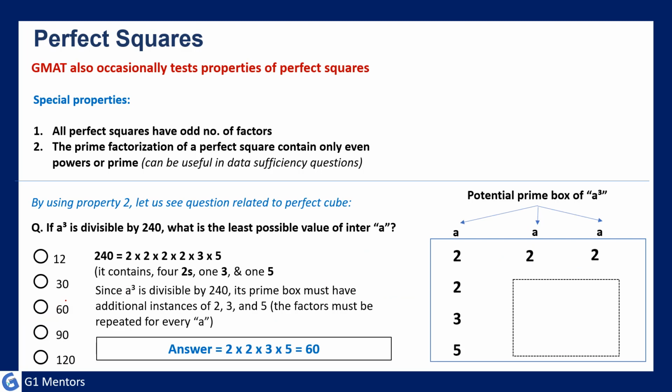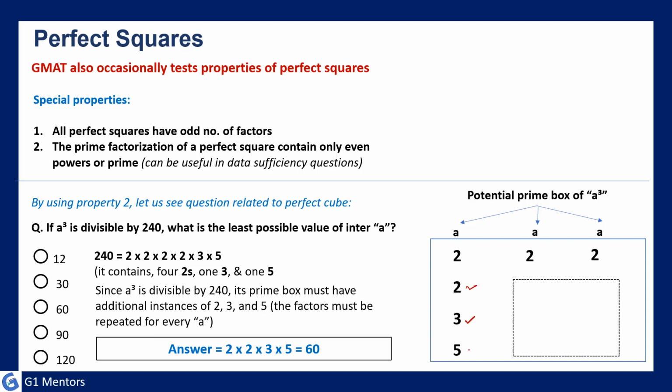To summarize, 240 is equal to 2 into 2 into 2 into 2 into 3 into 5. It contains 4 2's, 1 3 and 1 5. So what will be the potential prime box of A cube? Potential prime box of A cube will have 3 prime boxes of A each. Since we have 4 2's, the 3 2's are divided into A's. The fourth 2 is written here.